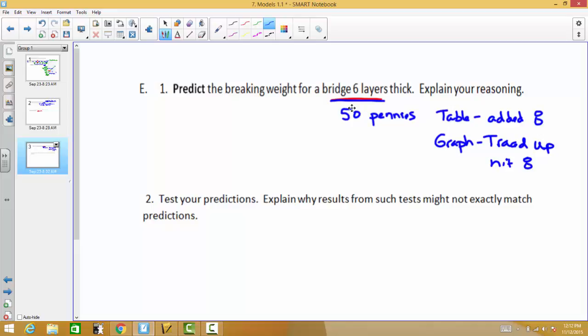And then it says to actually test your predictions, and I'm not so sure that you're going to be able to do that since you don't have paper and pennies at your house probably. So they're probably not going to be exact, but it'll probably be close. And there is error in our data gathering. And that might be, you might have a Canadian penny, you might have a different dropping method, you might not drop the exact same. The piece of paper might have shifted.